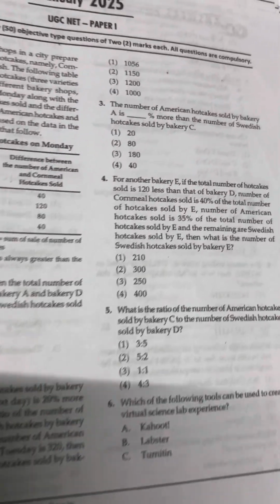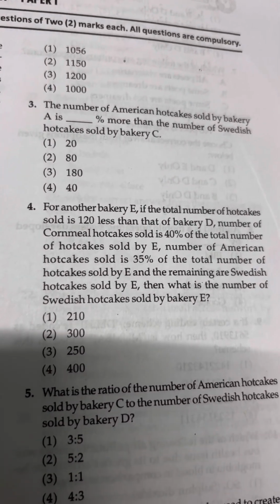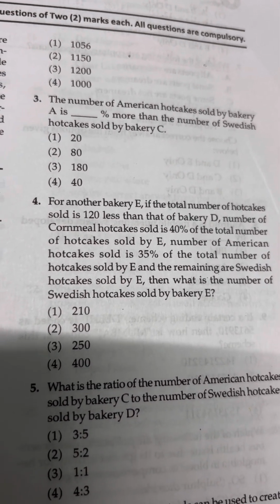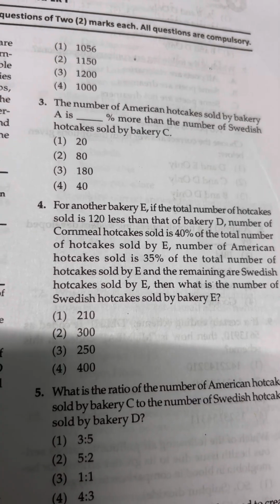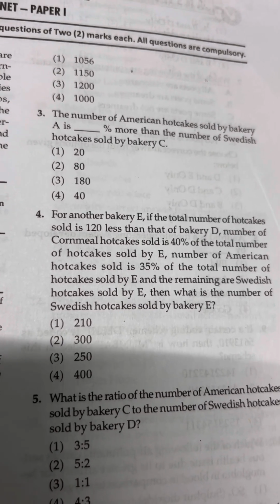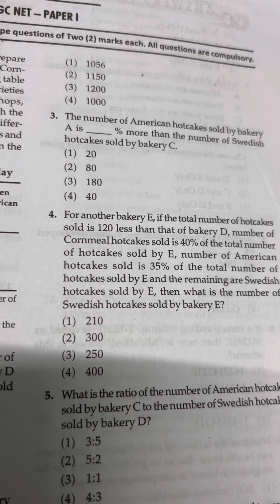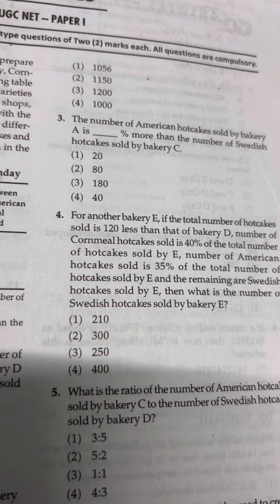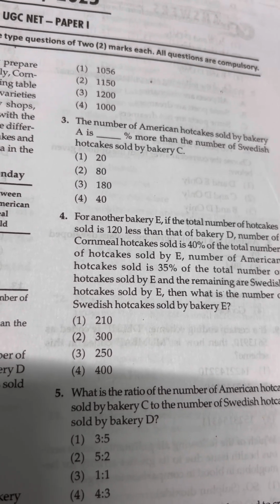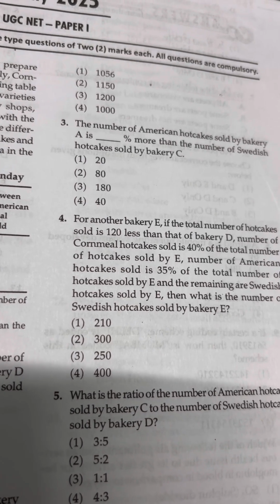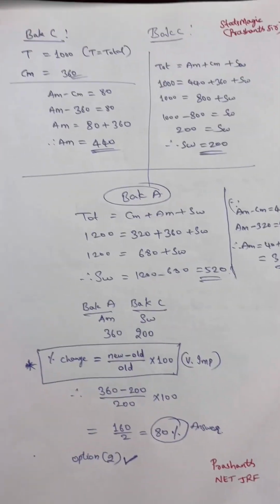Now let us get into the third question. The number of American hotcakes sold by bakery A is dash percentage more than the number of Swedish hotcakes sold by bakery C. So here we have to see bakery A and bakery C. For bakery A we have to check American hotcakes, and for bakery C we need to know Swedish hotcakes, and how much more the American ones are, percentage-wise. So now let us come to the solution part.